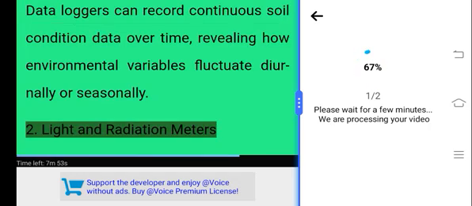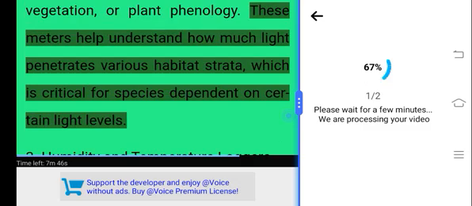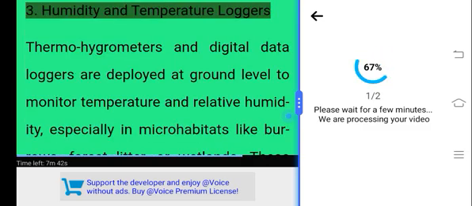2. Light and radiation meters. Photosynthetically active radiation (PAR) meters and lux meters are used to assess light availability, especially in studies of forest canopies, understory vegetation, or plant phenology. These meters help understand how much light penetrates various habitat strata, which is critical for species dependent on certain light levels. 3. Humidity and temperature loggers.